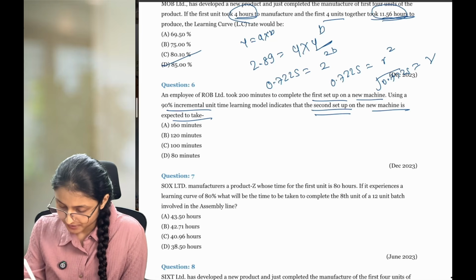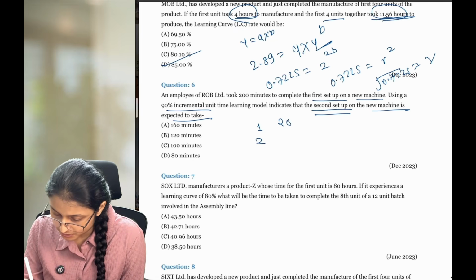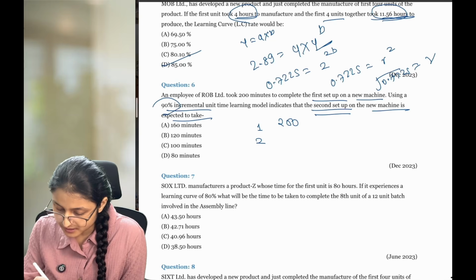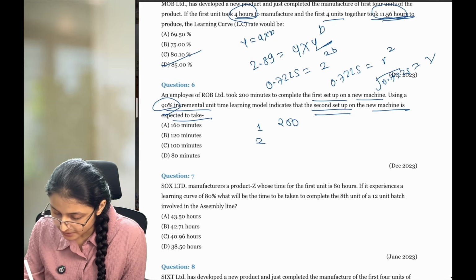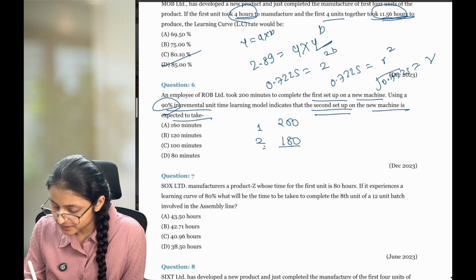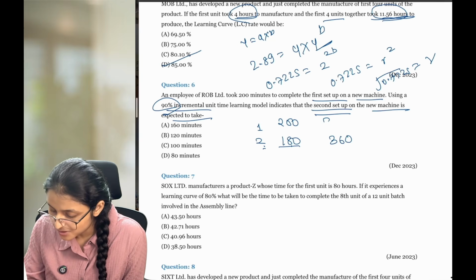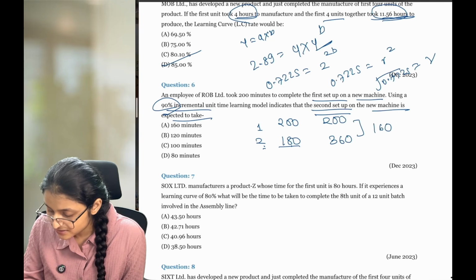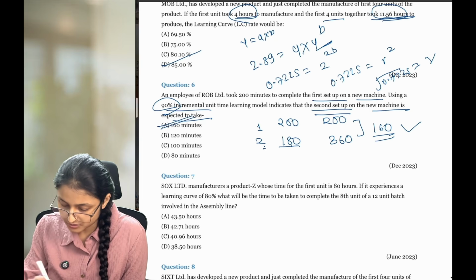So calculate first, second. For the first unit we are taking 200 minutes. So for the second, 90% is the rate applicable, so 200 into 90% will give you 180. This is the average time per unit multiplied by number of units will give you 360 as the time. For the first unit 200 is the time, so 160 minutes is the time taken for the second unit.